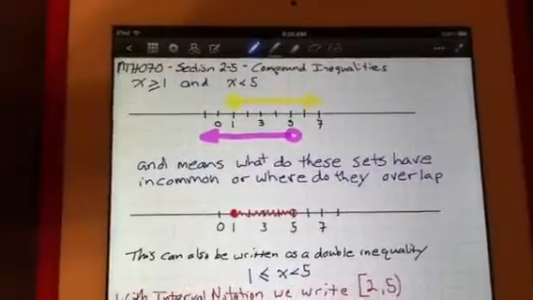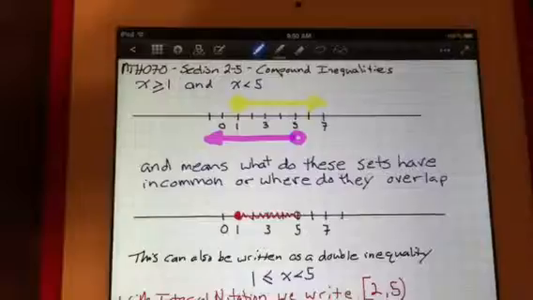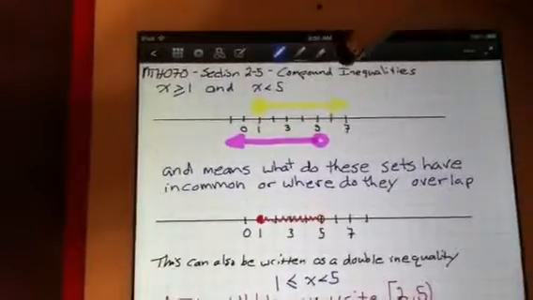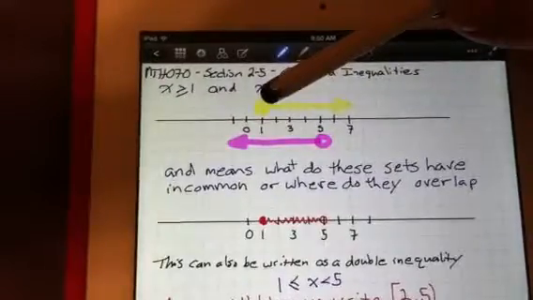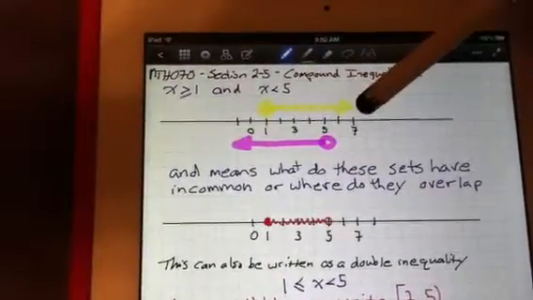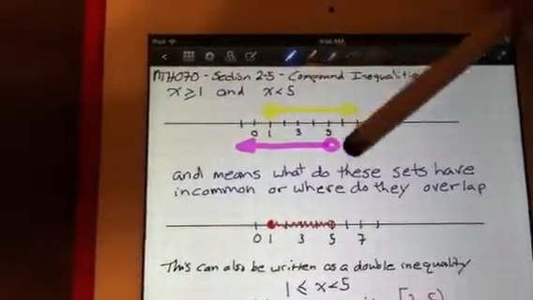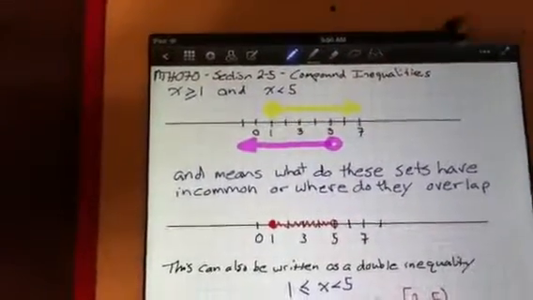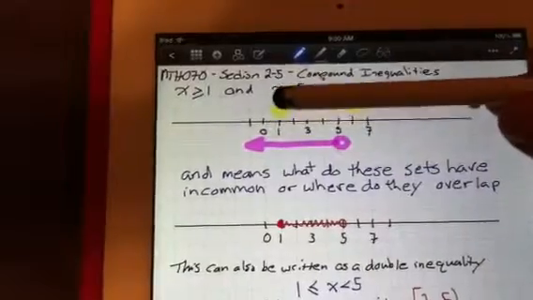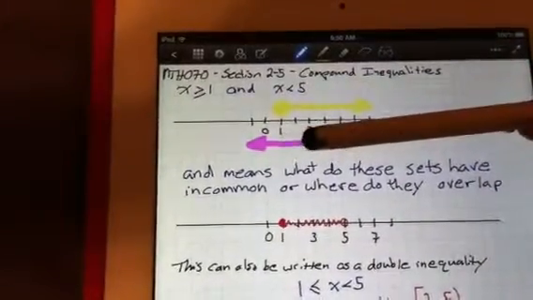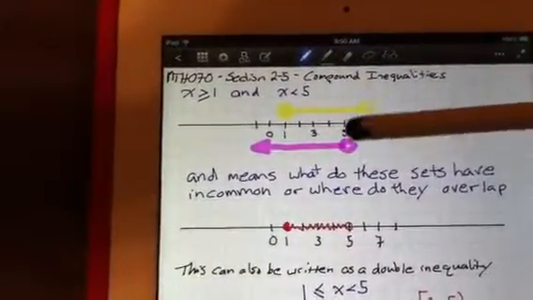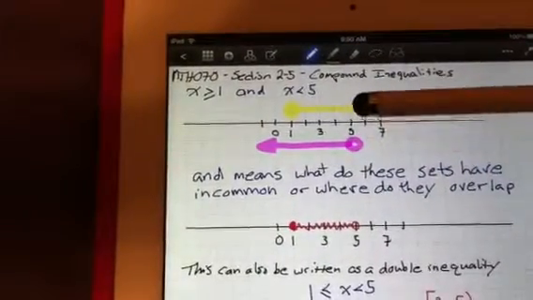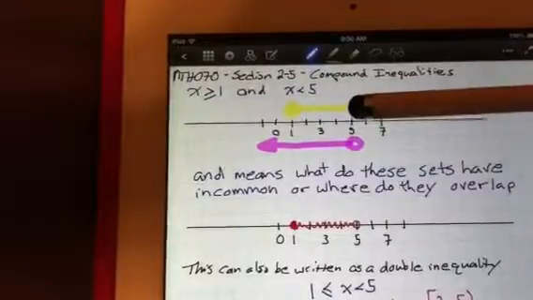So and means to put the sets together and see what they have in common, or where do they overlap. So the yellow here is my x is greater than or equal to 1, and the pink is my x is less than 5. And I want to see where they overlap. Well, they overlap at 1 to the right, up to 5, but the pink one doesn't use 5, the green one does. They have to agree.